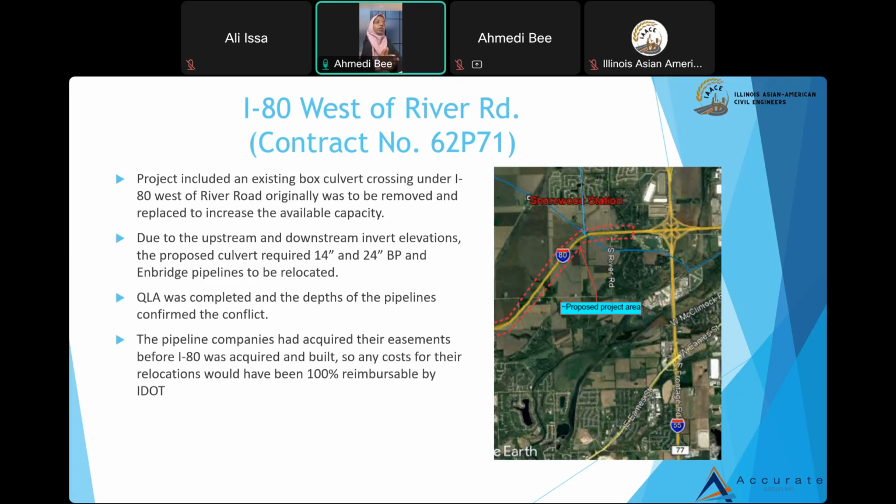Since we knew that these were in conflict, we investigated. We did the SU investigation for this and did the test holes. We happened to see that they are in direct conflict with this box culvert, and the SU investigation confirmed that conflict. But the worst part was that the pipeline companies had acquired their easement before I-80 was built. So any cost of relocation of these BP lines, if we happened to find it during the construction process, would have been 100% reimbursement to the IDOT.